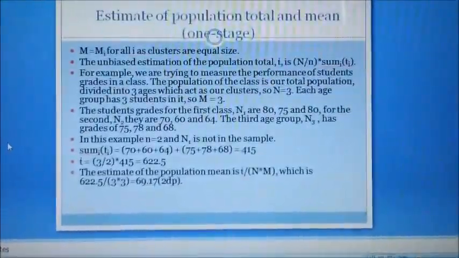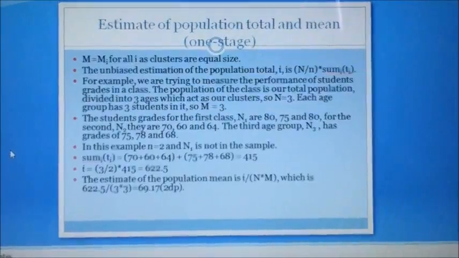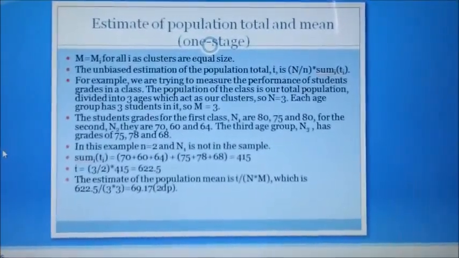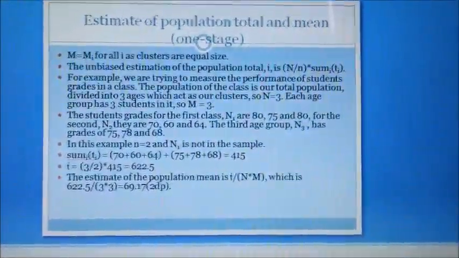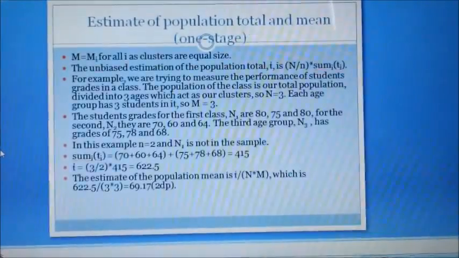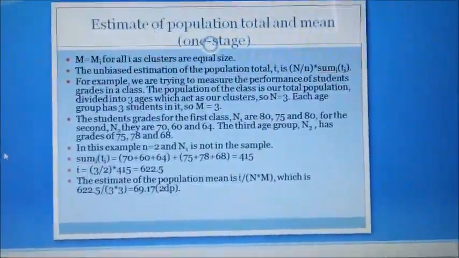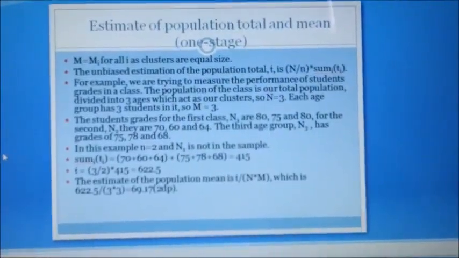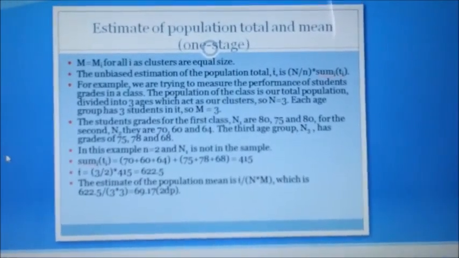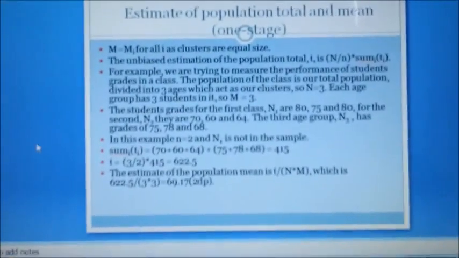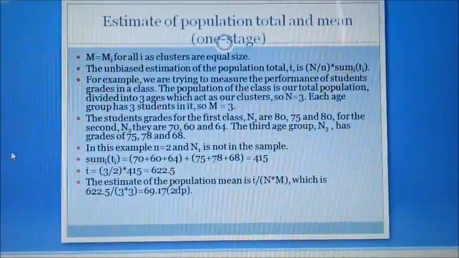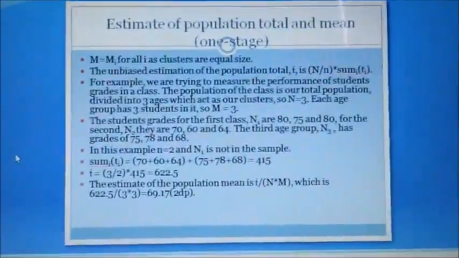As an example, say we're trying to measure the performance of students in a class by checking their grades. The population of the class is our total population. This is T. It's divided into 3 age groups in this case, which act as our clusters, which means that capital N equals 3. Each age group has 3 students in it, which means that capital M is equal to 3. The students' grades for the first group, N1, are given as 80, 75, and 80. For the second one, they're given as 70, 60, and 64. The third age group, N3, has grades of 75, 78, and 68.